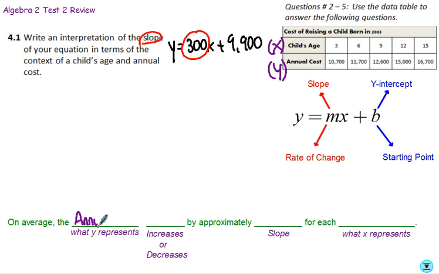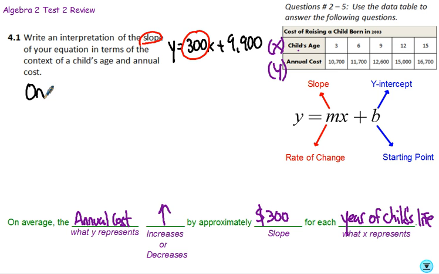So we'll say annual cost, and it's a positive slope, so it's increasing, so it's going up by $300 for each year, or we could say, I don't know, child's life or something like that. So how we word this, there may be some differences there. So this was just the sentence frame, but actually I want to clean this up.